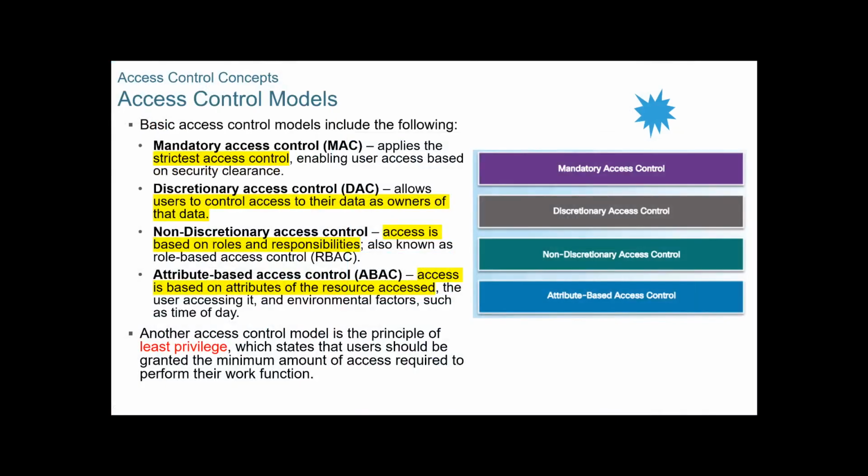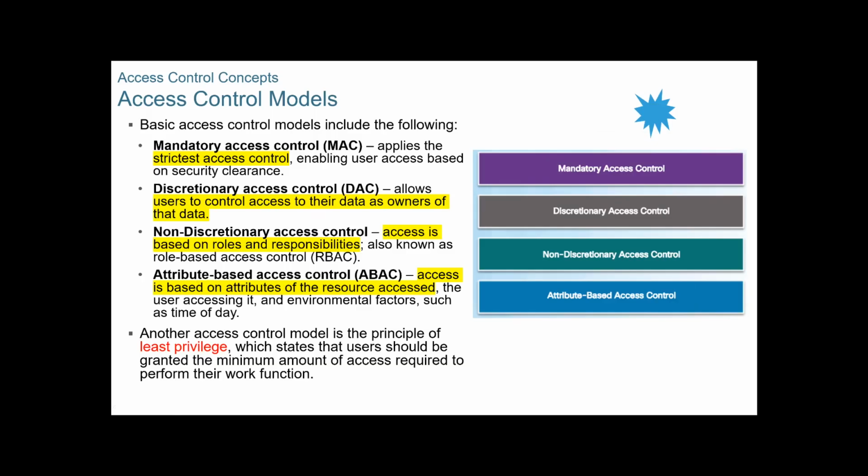Then we have discretionary access control. If a user is owner of that data, then they sort of control who has access to it. Non-discretionary is based on roles and responsibilities, also known as role-based access control. If you have a certain role, you need access to certain information.